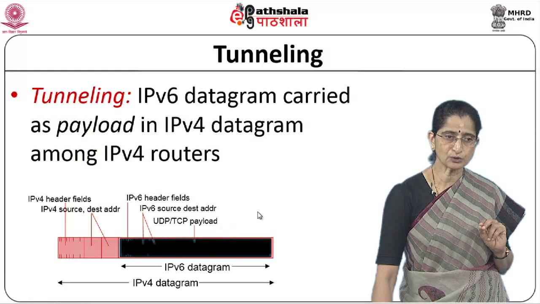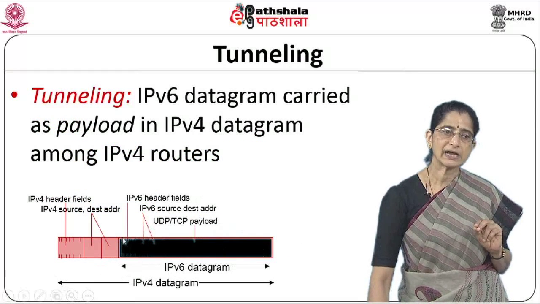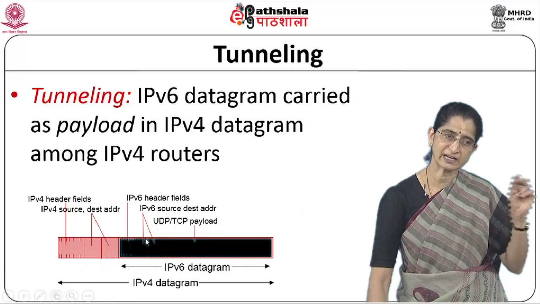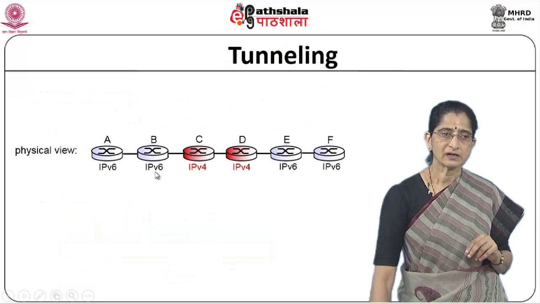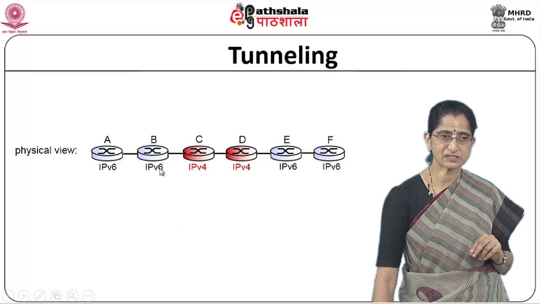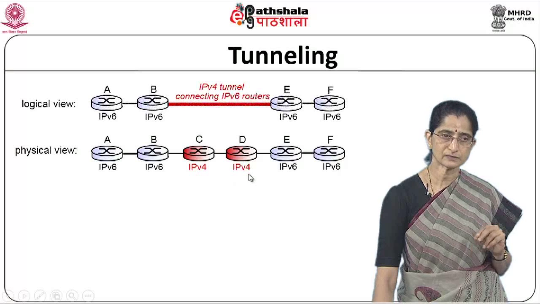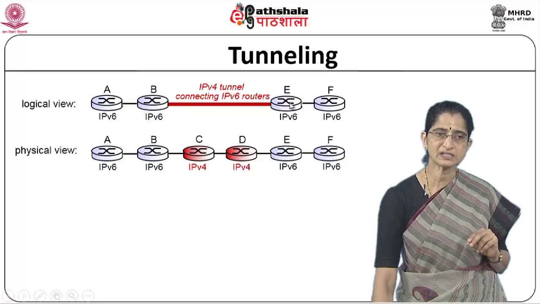For a tunnel to operate, the IPv6 datagram is taken and put as the payload of an IPv4 datagram. So you will have a datagram within a datagram, which is basically tunneling. Okay. If I have two IPv6 networks here, B and E are IPv6 routers connected by means of an IPv4 router in between. So a tunnel is constructed between B and E.